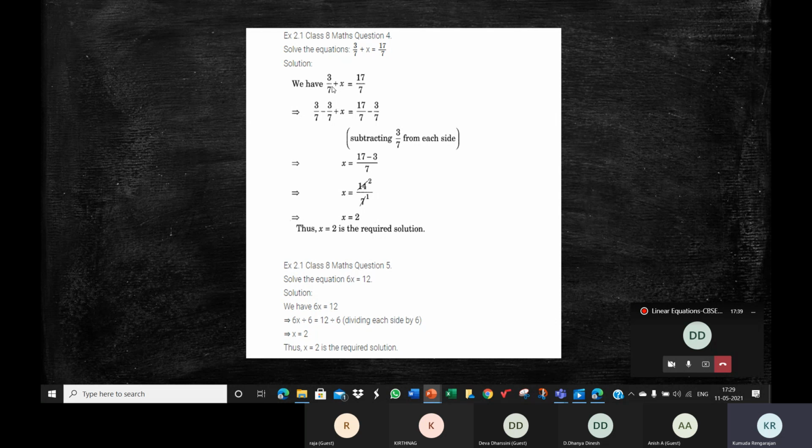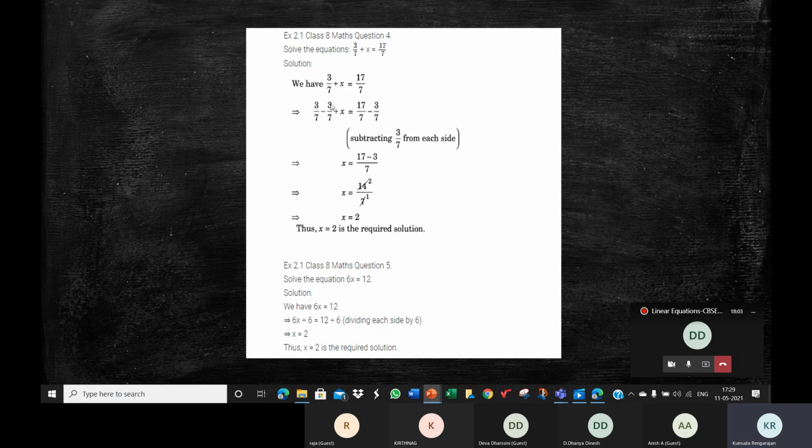So see here, this is written as this. See this 3 by 7, you can see it here. You can see this plus 6 also here. In the left hand side, we have 3 by 7 as it is, this plus 6 as it is, and in the right hand side, the 17 by 7 as it is. What we do is we subtract 3 by 7 from both the sides. So minus 3 by 7 on this side, minus 3 by 7 on the other side also.